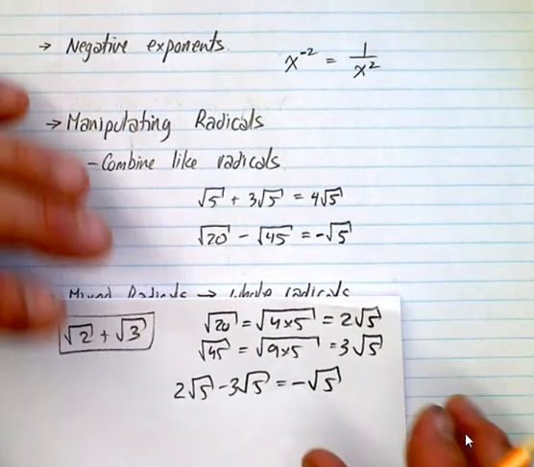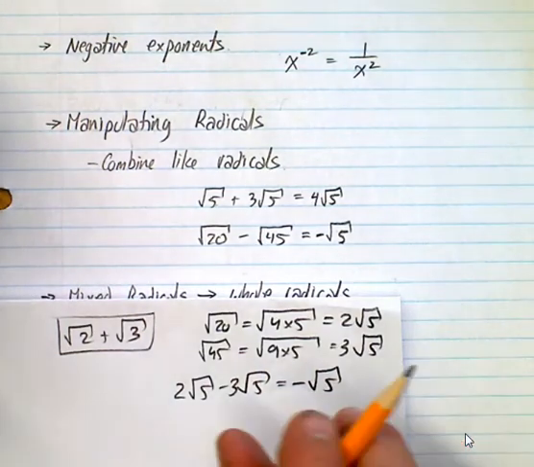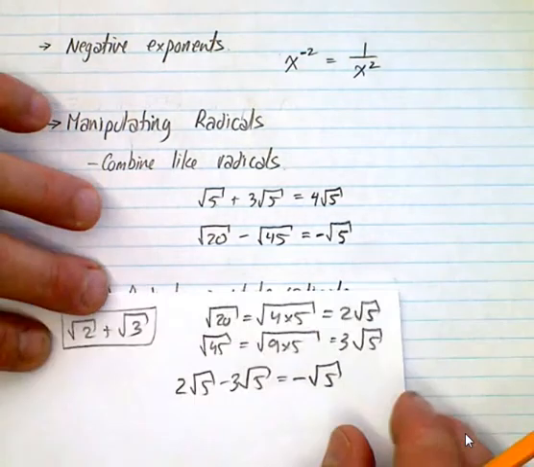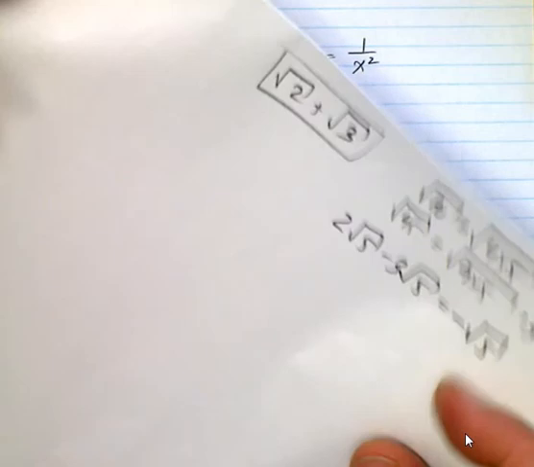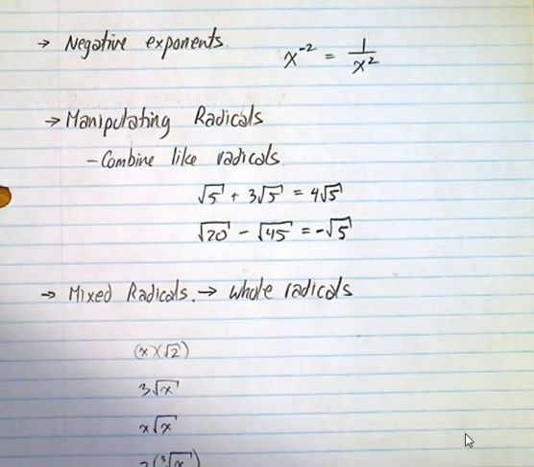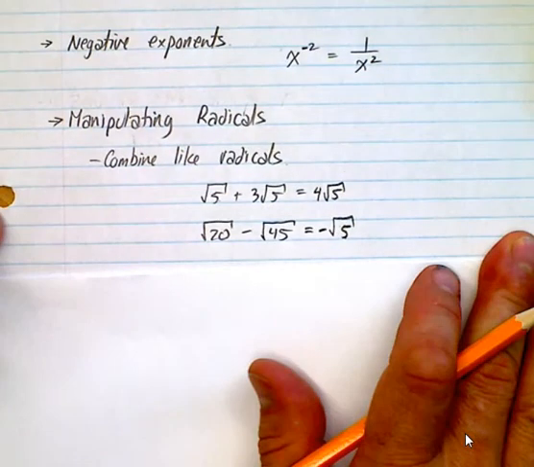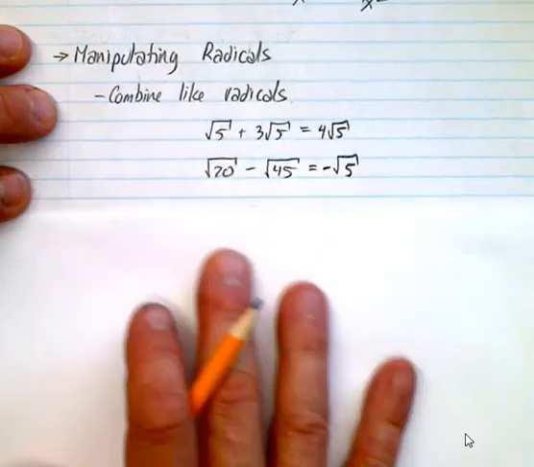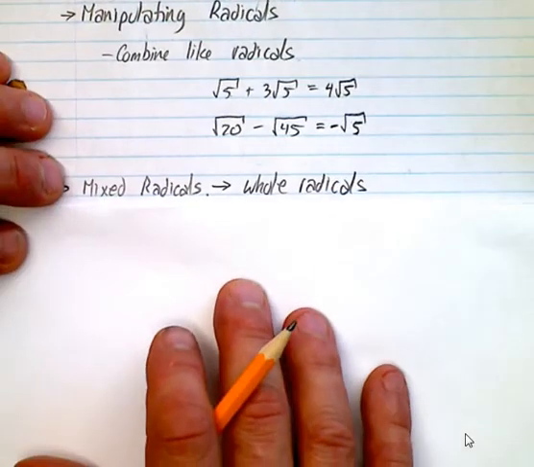You could have cubic ones, okay? Obviously, you wouldn't be able to combine a cube root and a square root. That's like saying you can combine an x squared and an x cubed. The only way we'd be able to do that is if we actually multiply. Now, when we multiply, okay, this is what we talk about here. Mixed radicals to whole radicals.